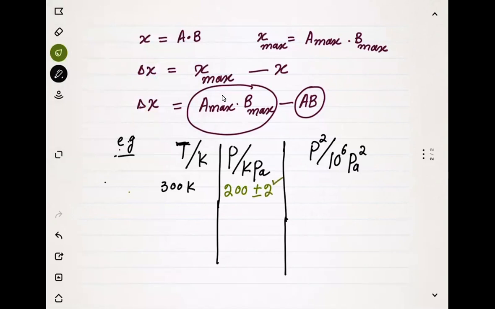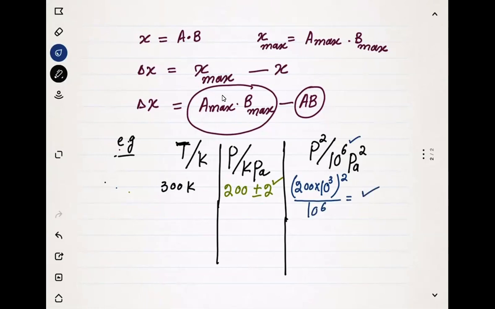then P square would be 200 square. However, one thing should be cared about. It is in kilopascal. So it would be 200 into 10 power 3. Now it is in Pascal. Square of that, and the final answer should be divided by 10 power 6. So this is the answer for P square.